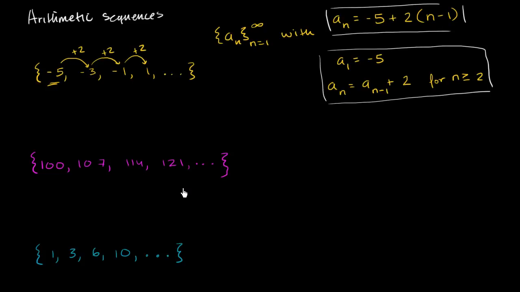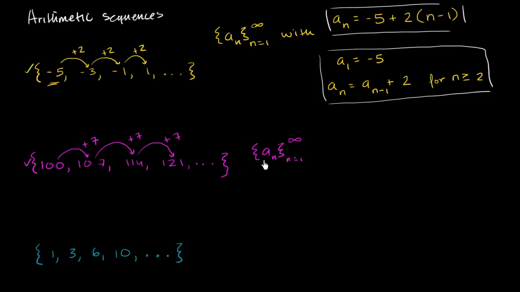Now let's look at this sequence. Is this one arithmetic? Well, we're going from 100, we add 7. 107 to 114, we're adding 7. 114 to 121, we are adding 7. So this is indeed an arithmetic sequence. So just to be clear, this is 1. And this is 1 right over here, and we could write that this is the sequence a sub n going from 1 to infinity.